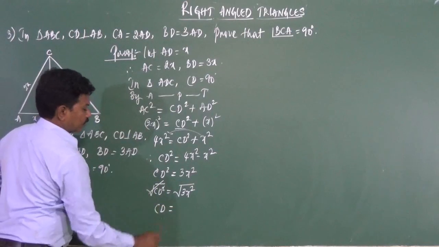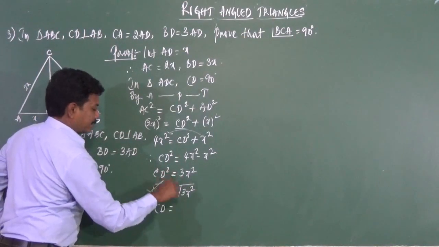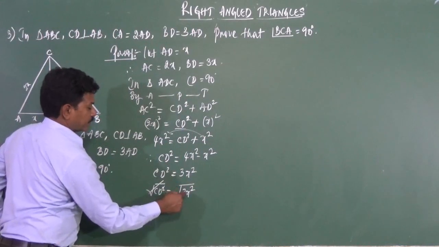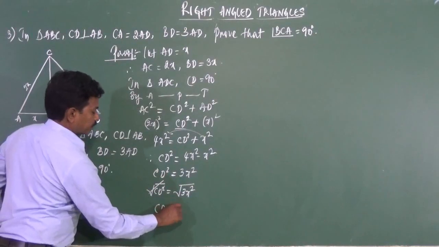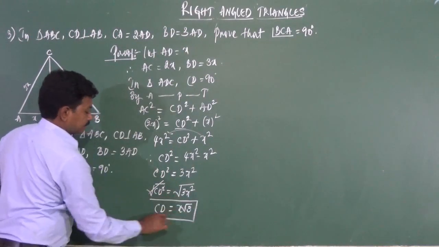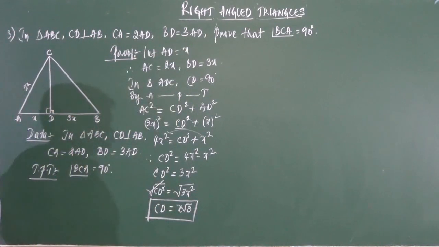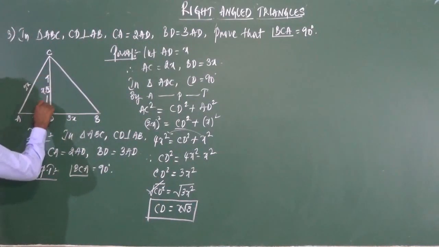So CD is equal to, as 3 is not a perfect square, the root symbol for 3 remains, but x square is a perfect square. So the square root of x square is x, the square and root cancel, and x comes out. That becomes x root 3. So the length of CD is x root 3 units.